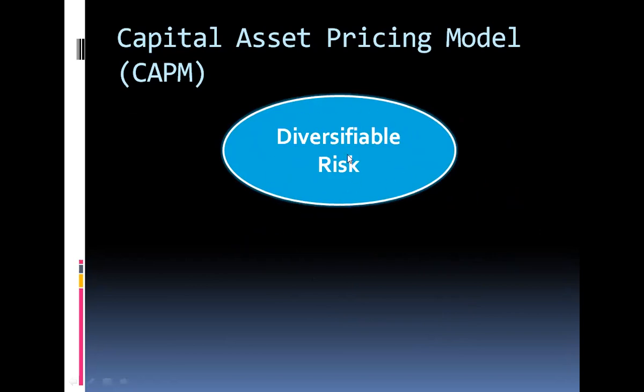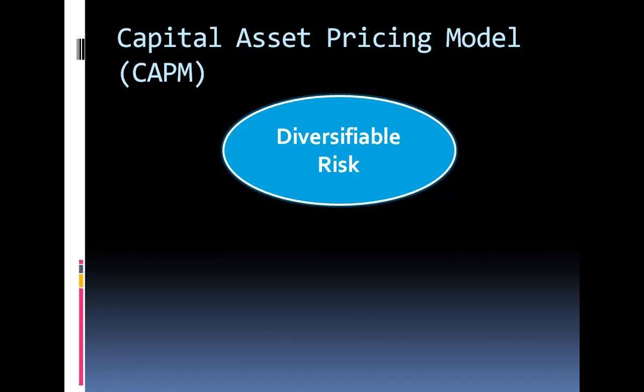Diversifiable risk, or unsystematic risk or company risk, is that part of a security's risk caused by factors unique to a particular firm. Unsystematic risk can be diversified away because it represents essentially random events. So negative events affecting one firm can be offset by positive events affecting another firm.